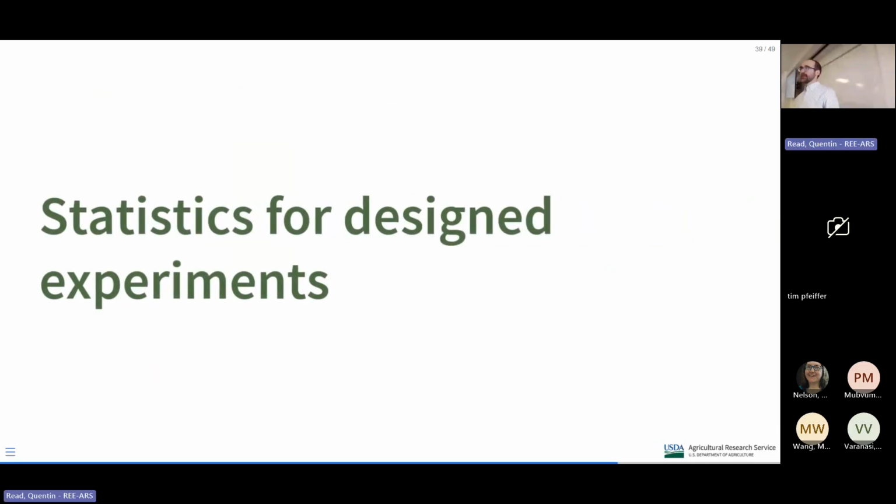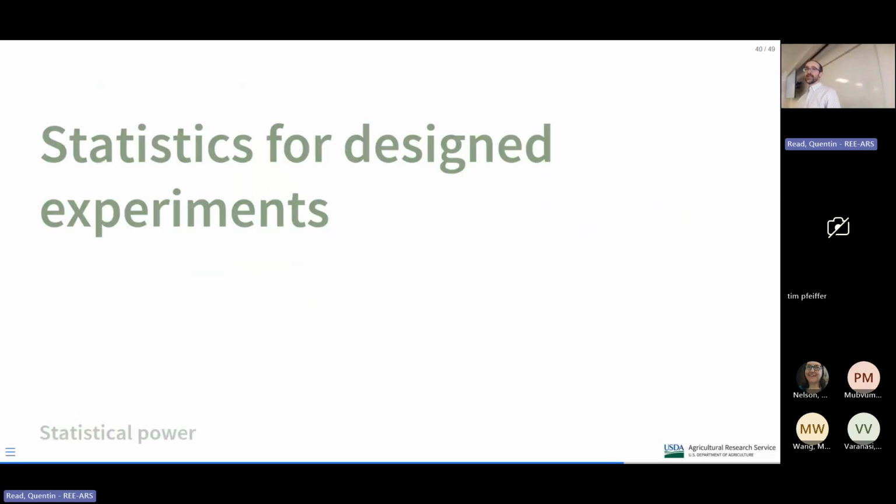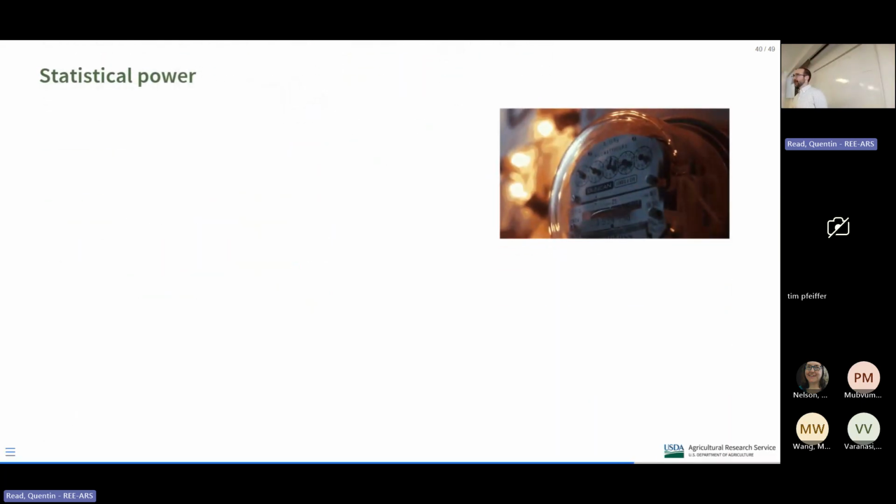Okay, we'll talk a little about, this is just a very brief mention of statistics that can be used for designed experiments. And as I've been talking about statistical power several times, I've mentioned that we want to set up our experiment so that we have optimal maximal power with respect to some hypothesis. But what is statistical power?